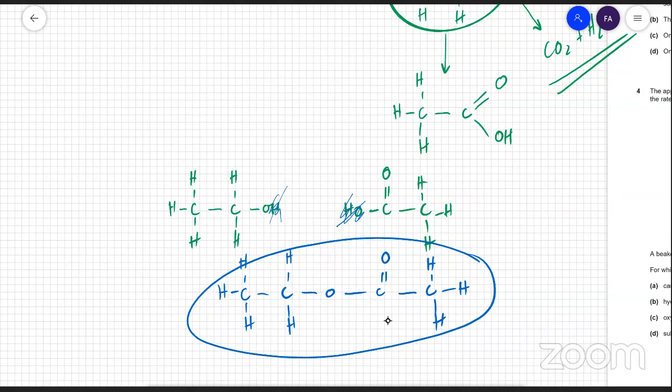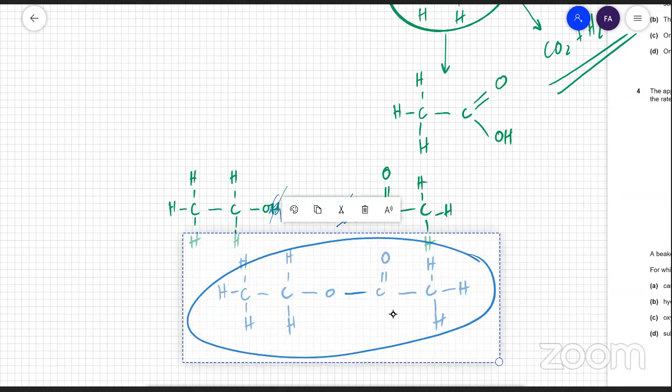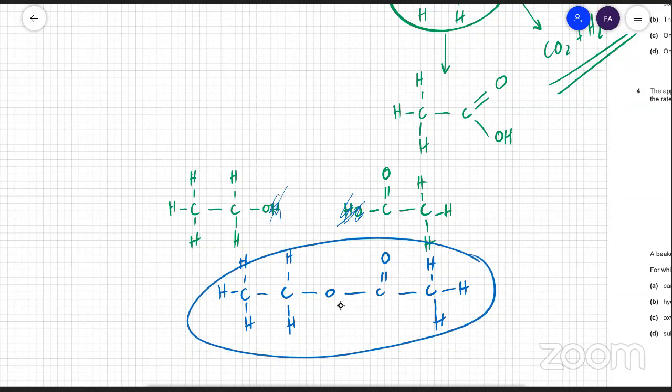Remember, esters are named in two parts. One part, this side, there are two carbon atoms, so that's eth. The other side is also eth. This side, the carboxylic acid side, is oate, and the other side is the alcohol side, and that changes into ethyl.